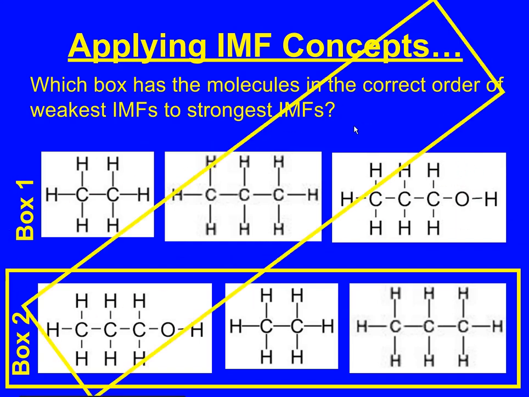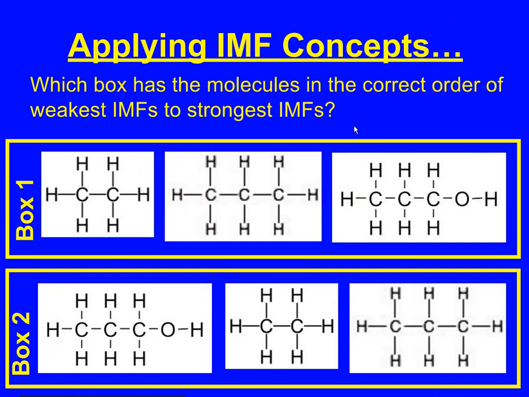Hopefully you answered box 1. If we're going from weakest to strongest, we have only 2 carbons here and 3 carbons here. Remember, these are both nonpolar, so these would both be London dispersion, but this one has more carbons, it's bigger, so it'd be a little bit stronger. And then this one over here, look, we've got the H with the O, hydrogen bonding, so that one's going to be the strongest of them all. That's why box 2 is incorrect. It has hydrogen bonding first, so it goes weak, a little bit stronger, strongest.